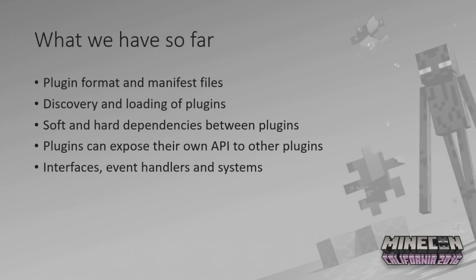Okay. So I showed briefly the format for the plugins in the manifest files. Features that we already have in there is what I call discovery, which is just figuring out which plugins are available, what can we use. We can load them. We have the soft and hard dependencies. What you saw right now was what we call the hard dependency, because the question and answering mod doesn't really make sense without loading our chatty plugin first. And then I showed how you can expose your own API that other plugins can use.